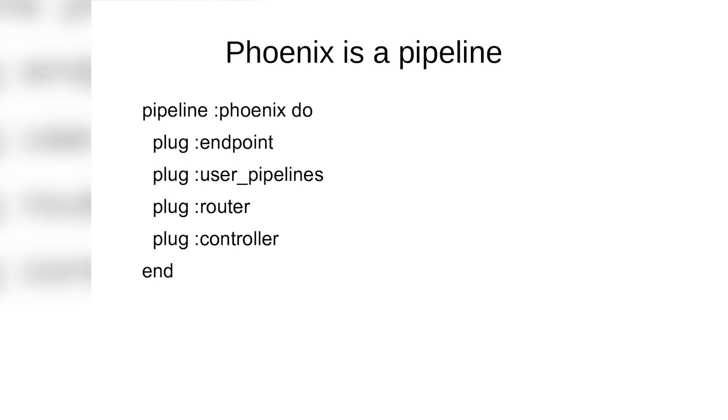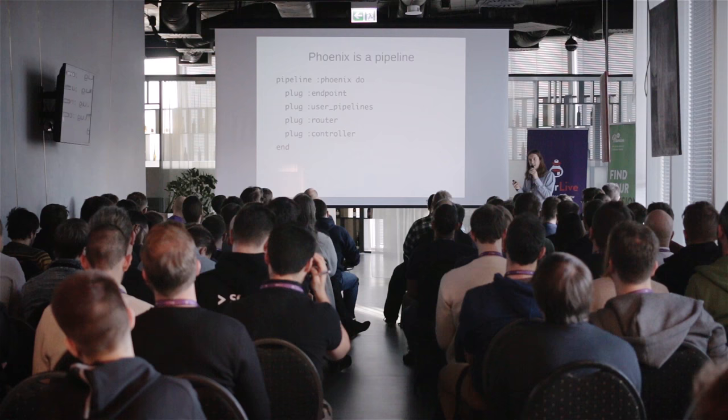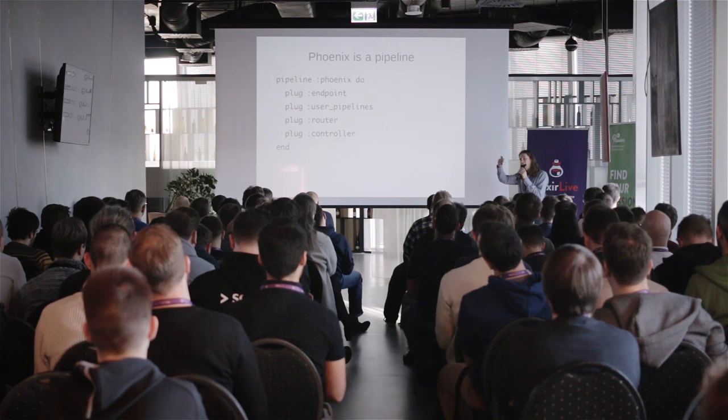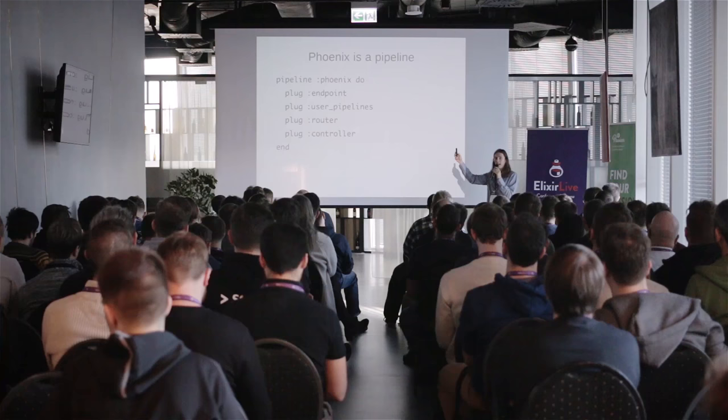So what is cool about this pattern is that the entire Phoenix framework is nothing else than just a pipeline. And we have in this pipeline our endpoint, our user pipelines, router, and controllers. And our controllers are just plugs because they take conn and return conn. And each action in the controller is also a plug. It takes conn and returns conn. And what makes Phoenix so powerful is that we can apply our custom plugs at any point in the request lifecycle. We just have to specify where, and we can really modify how Phoenix works in any way.